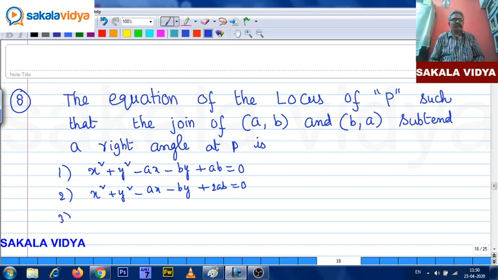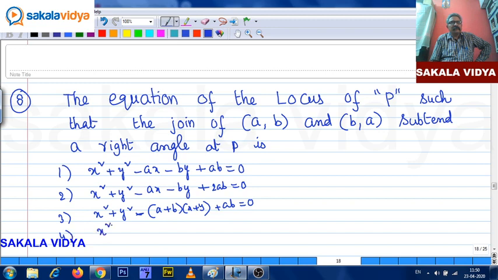Third one: x square plus y square minus (a plus b) into (x plus y) plus ab equals to 0. Fourth option: x square plus y square minus (a plus b) into (x plus y) plus 2ab equals to 0.